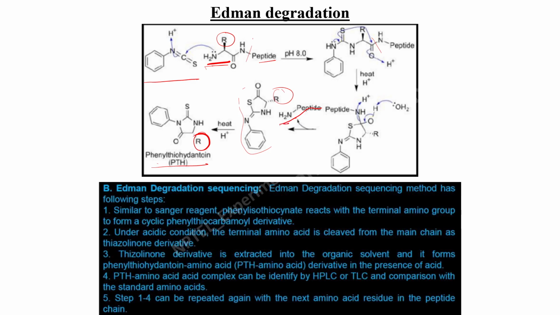So we have a new N-terminal amino acid. Now that new N-terminal amino acid can again react with this reagent and we can get one more amino acid information. Okay.